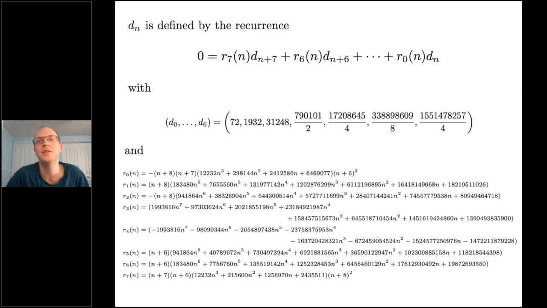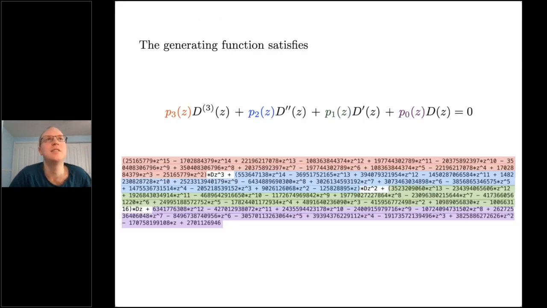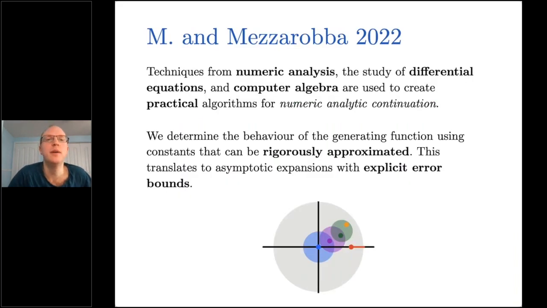I don't want to get too much into it because I'm running out of time. But basically, to show uniqueness of this problem for biomembranes, you just need to show that this sequence has all positive terms. And that's equivalent to studying the sequence whose generating function satisfies this linear differential equation. So with Marc Mezzarobba, who is in Paris, we were able to prove this by adapting techniques from a bunch of different areas: numeric analysis, study of differential equations, and computer algebra.